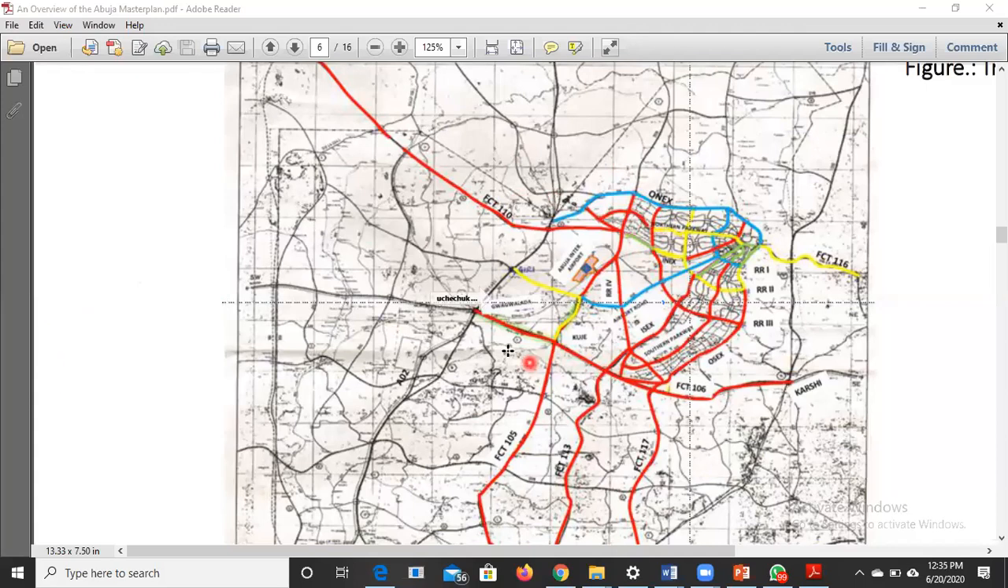Uche, can you see my cursor? Yes. Engineer, are you there? Can you see my cursor moving? Yes. Now, the FCC, the way the planners did it, this is my cursor here. Yes, we can now see.